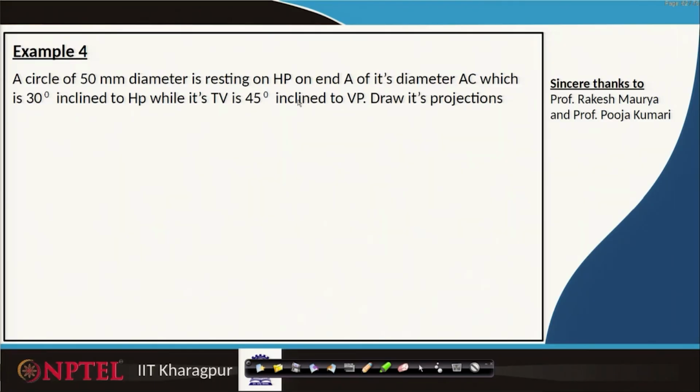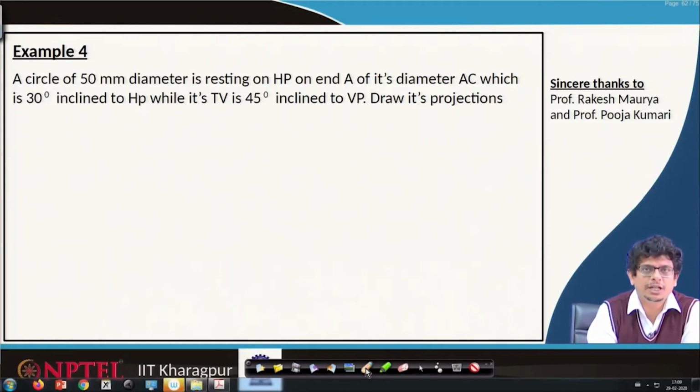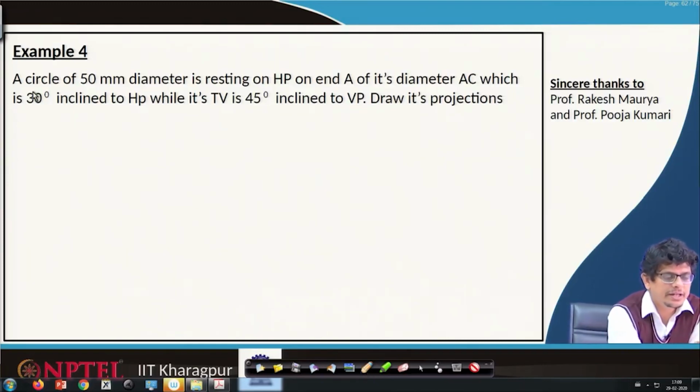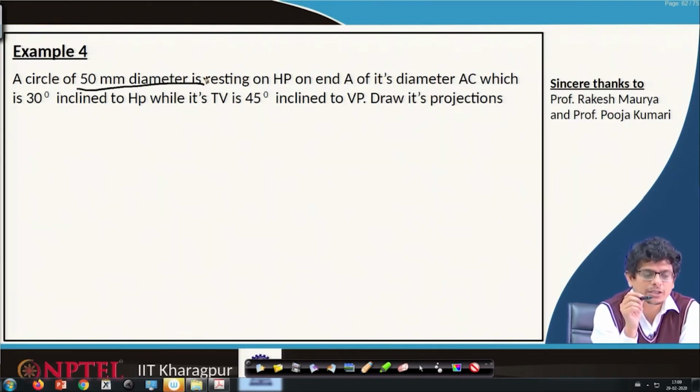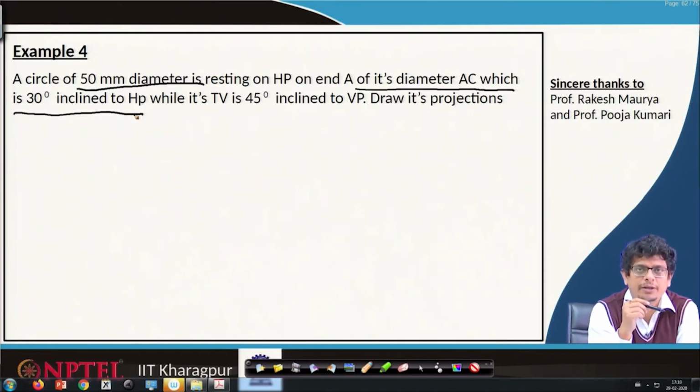Here as an example 4, we are looking at a circle. The problem statement goes in this way: a circle of 50 mm diameter is resting on horizontal plane on end A of its diameter AC, which is 30 degrees inclined to horizontal plane. So, once we have a circle, we can construct different diameters. One of the diameters is this AC. The other diameter we can make like BD.